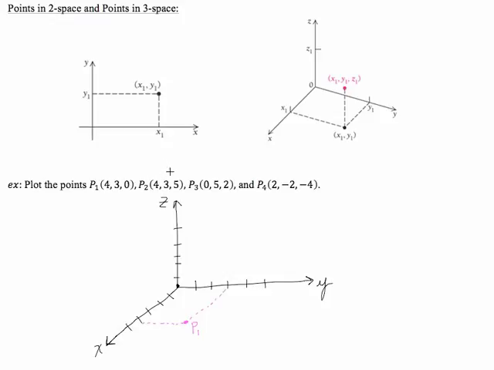P2 is the point 4, 3, 5, so we take that point and we're going to go straight up the equivalent distance of 5 units, so about that far. I'm just eyeballing it here, maybe about like that. That's the point P2. P3 is the point 0, 5, 2. So you go 0 in the x direction, 5 in the y direction, and up 2 in the z direction. That's a little bit easier to plot.